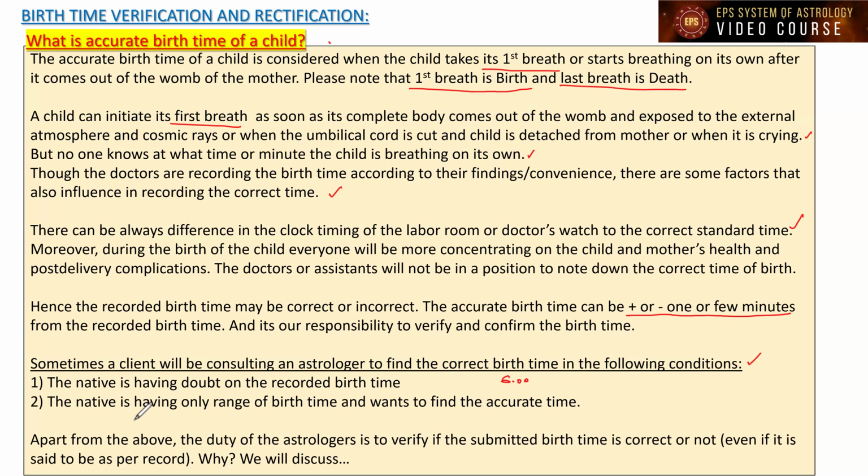The second one is that the native has only a range of birth time and wants to find the accurate time. For example, the mother would have said that the child was born between 6 a.m. to 7 a.m., or I was born in mid-noon. They would say that between 10 a.m. to 1 p.m. I was born. They have not recorded the time, but they said only between this duration the child was born. So they will not be able to tell the exact time, as it was not recorded, but they will be able to tell the range.